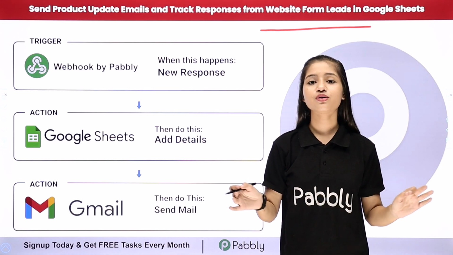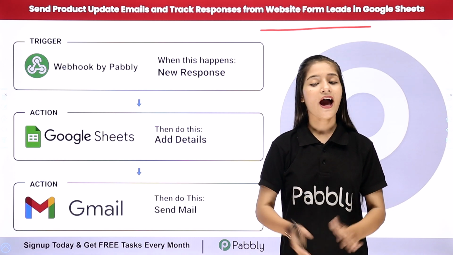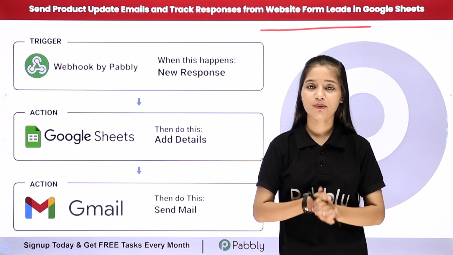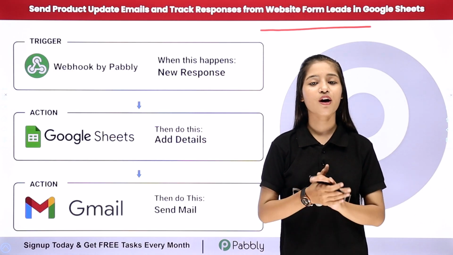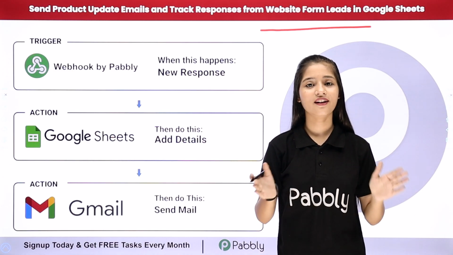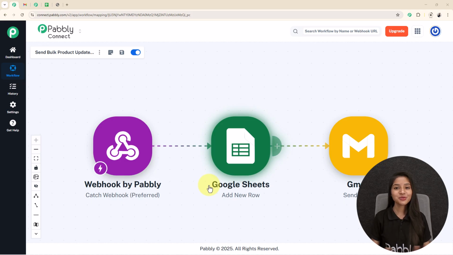For that, I am going to connect my website form to my Google Sheet and the Gmail, and this is only possible with the help of automation software named Pabbly Connect. So now to see the working of this amazing automation and learn the process step by step, let's go to my screen. Welcome to my screen everyone.